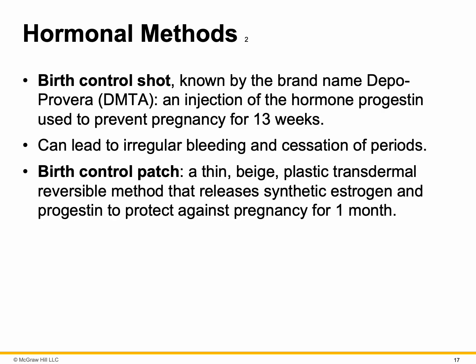A third type of hormonal method is the birth control patch. This is a thin, beige, plastic transdermal reversible method that releases synthetic estrogen and progestin to protect against pregnancy for 1 month. How this method works is that the woman wears a patch on the lower abdomen, buttock, upper arm, or torso, and replaces it each week for 3 consecutive weeks. After 3 weeks, the woman has a patch-free week when menstruation occurs.